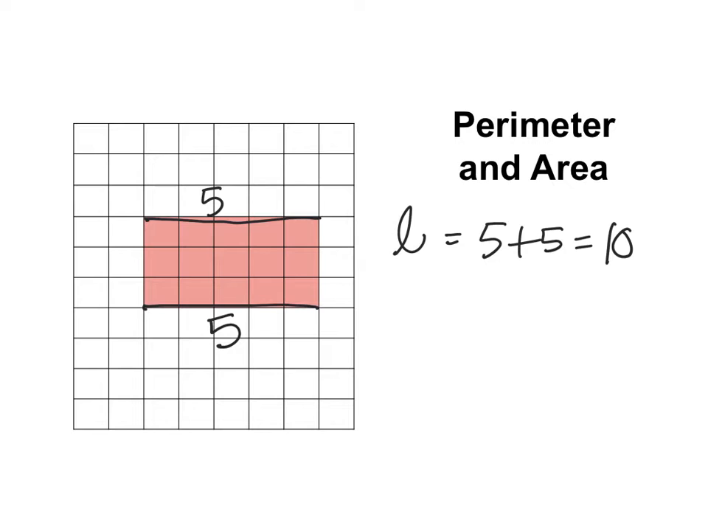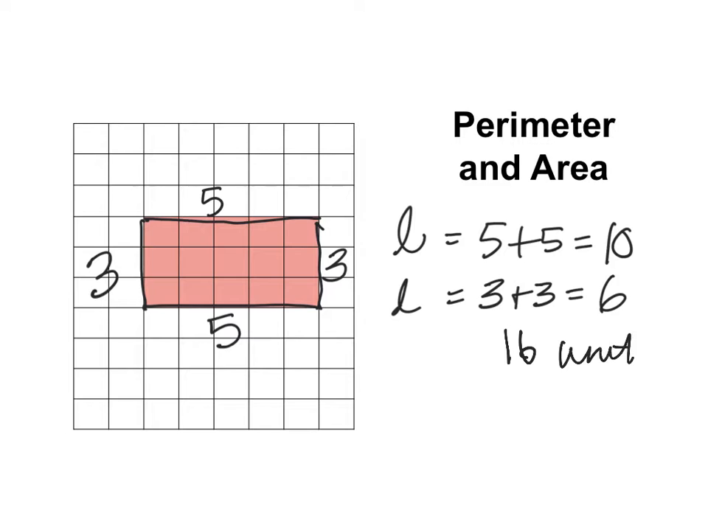All right, let's look at the shortest sides. What is the length of the shortest side? And then what is the length of the opposite side? So those two shorter sides would be 3 each, and if you put them together, they would be 6. So what is the sum of the 4 sides of the rectangle? And that is 16 units, because you got 10 plus 6.